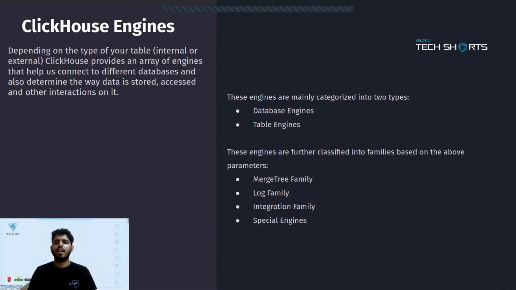These engines are mainly categorized into two types: database engines and table engines. Table engines are further categorized into different families based on certain parameters. These families are the MergeTree family, log family, integration family, and special engines. So let's have a look at these families.